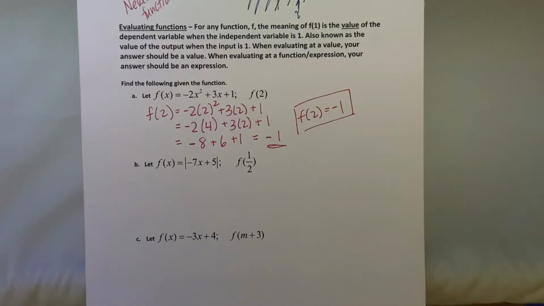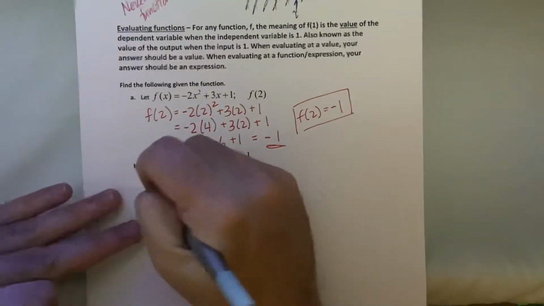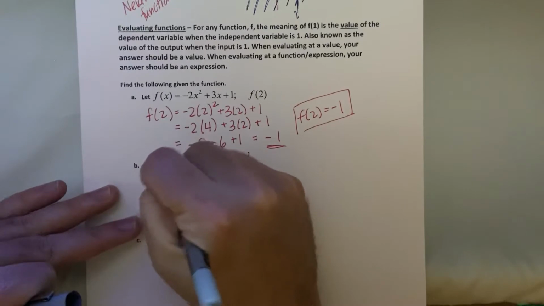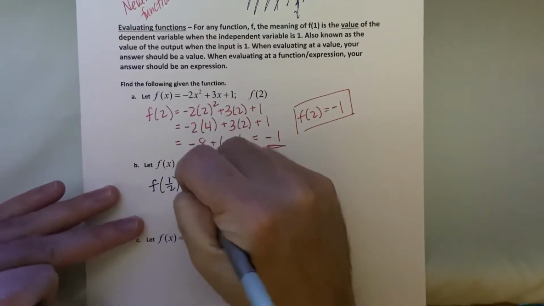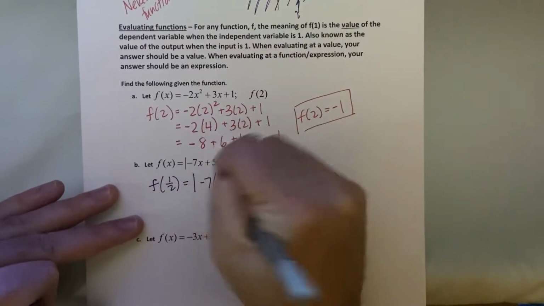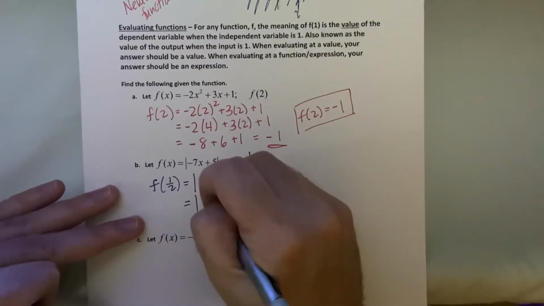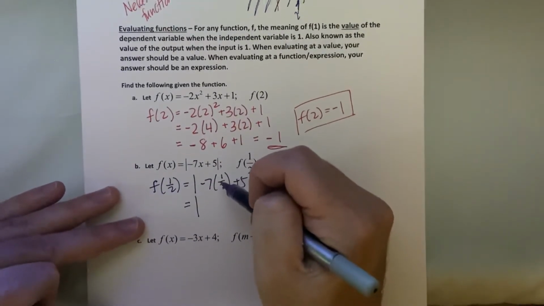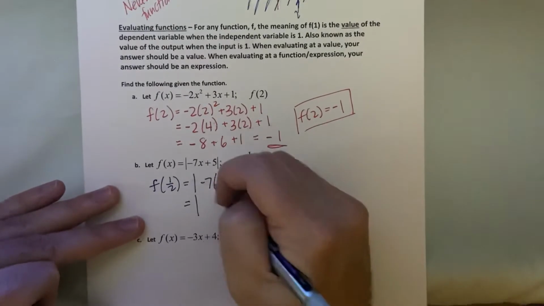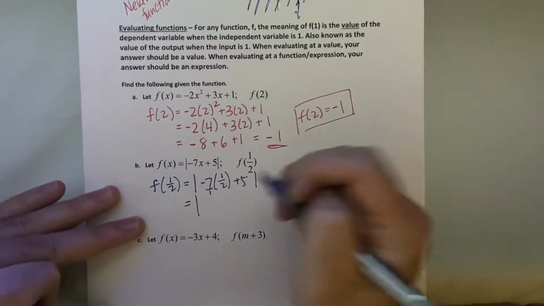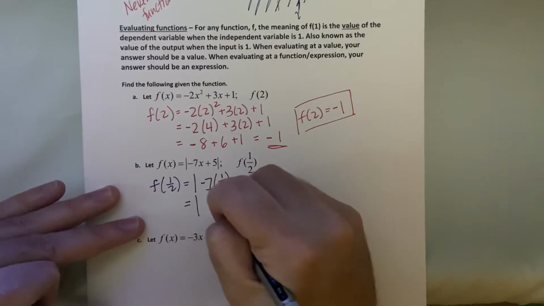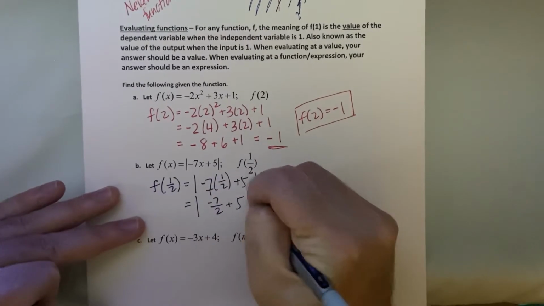I can evaluate this with fractions as well. This is the absolute value function. Remember, it takes negative values and makes them positive, but it doesn't do anything to positive values. So f of 1/2 equals the absolute value of negative 7 times 1/2 plus 5. That's the absolute value of, when you multiply a whole number by a fraction, you multiply into the numerator, because this is like negative 7 over 1 when you're multiplying across. So this is negative 7/2 plus 5.